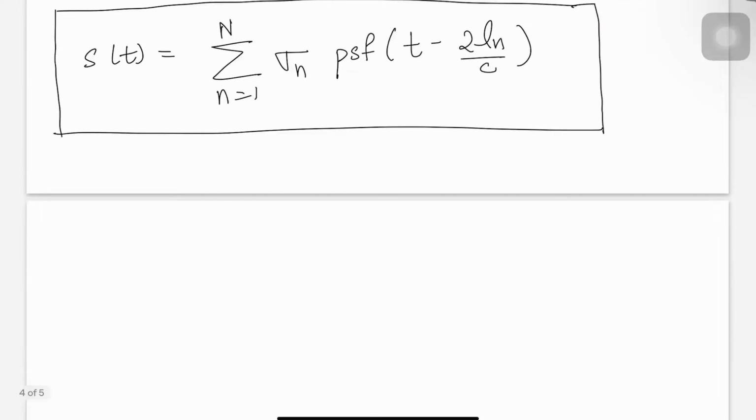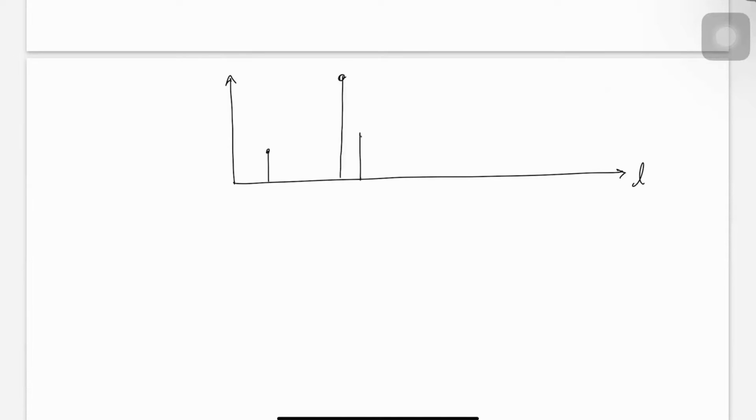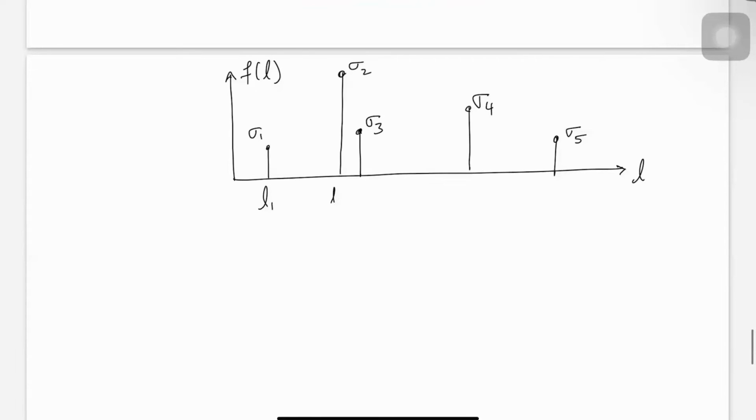So let's look at a pictorial example of what this looks like. Let's say my targets look something like this. This is with range L. Let's say I have a small target here, a big one here. Right next to it, maybe I have one. Let's say I have one more here and one more here. So I'll just call this F of L. This is the response of each target. So maybe this is sigma 1, sigma 2, sigma 3, sigma 4, sigma 5. This is L1, L2, L3, L4, and L5.